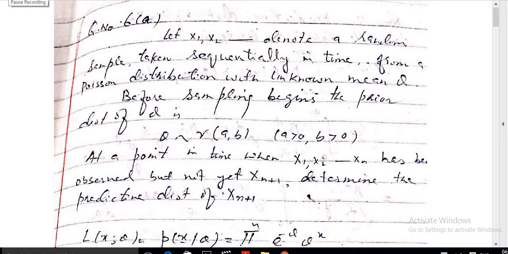Students, it is the third lecture of Bayesian analysis of this week. Here I shared a question on predictive distributions.